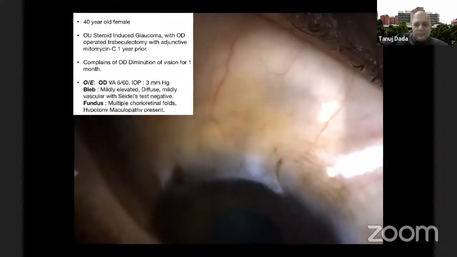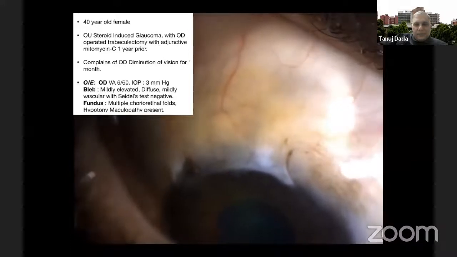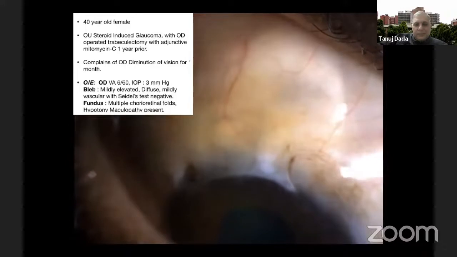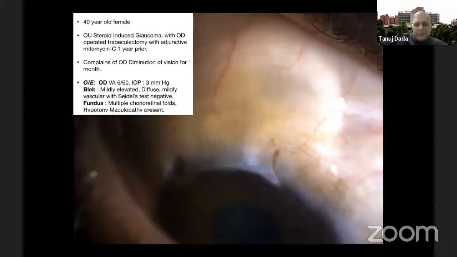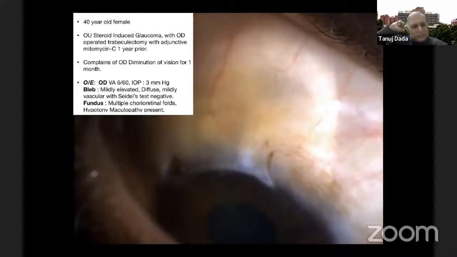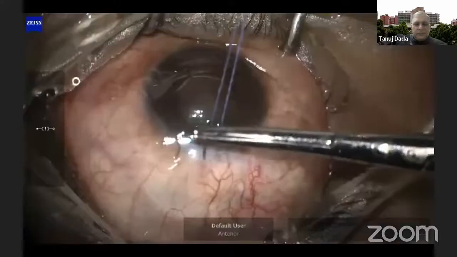A 40-year-old lady with a history of right-operated trabeculectomy 1 year back presented with complaint of diminution of vision in her right eye for 1 month. On examination, she had right eye hypotony maculopathy with an intraocular pressure of 3 millimeters of mercury. She had a mildly elevated diffuse vascular bleb with no leak. AS-OCT showed multiple subconjunctival fluid pockets and a wide intrascleral route causing excessive aqueous drainage.